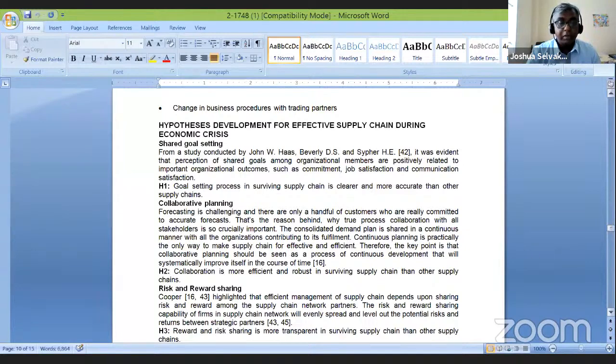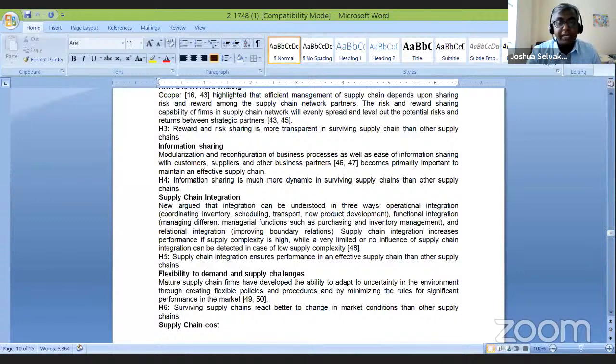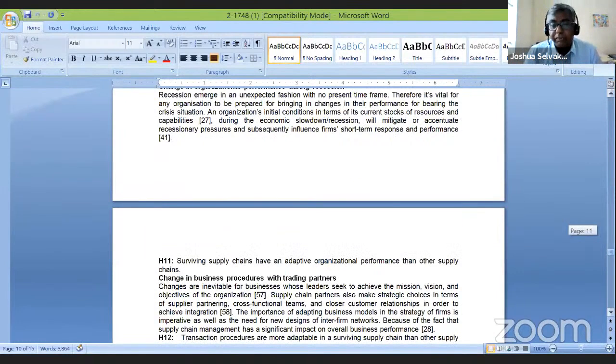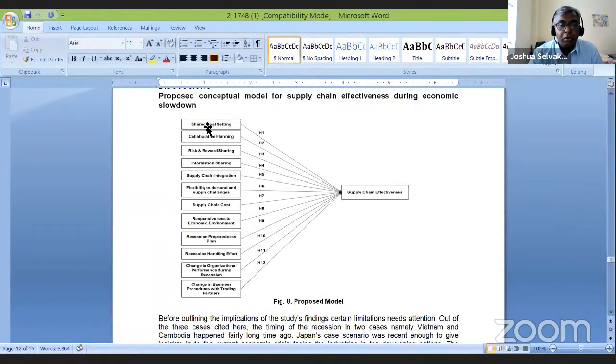Which leads us finally to the conceptual model. So this is the conceptual model that we have arrived at. You can look at it: goal setting process, collaborative planning, risk and reward sharing, information sharing, supply chain integration, supply chain cost. All this is leading to supply chain effectiveness.